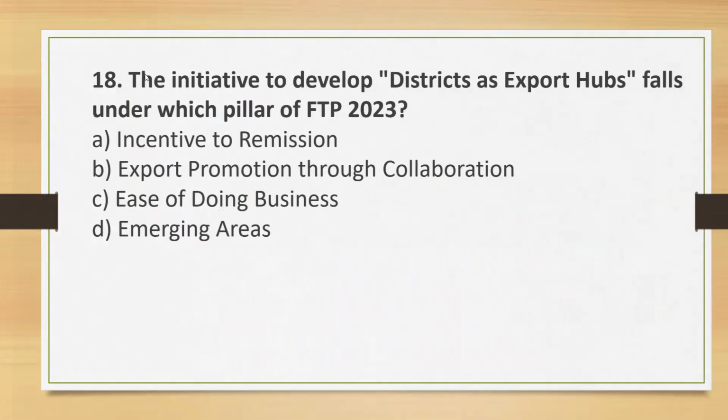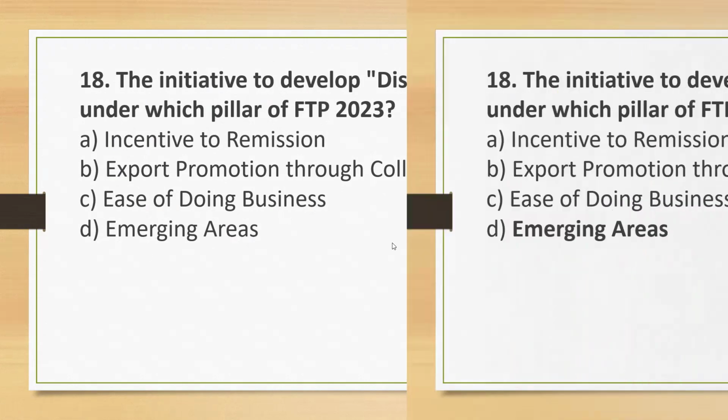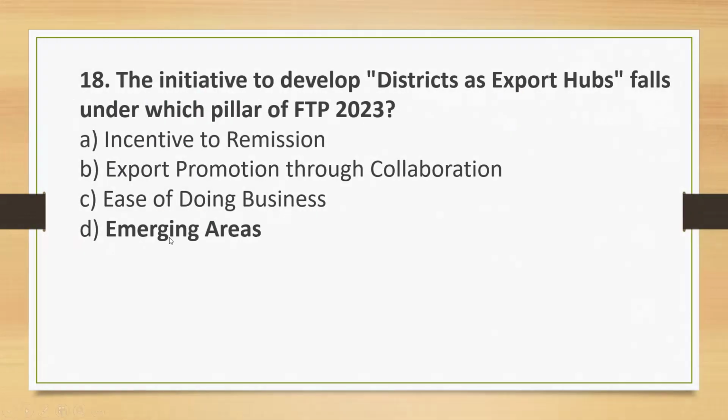Let's see the next question. The initiative to develop districts as export hubs falls under which pillar of FTP 2023? Incentive to remission, export promotion through collaboration, ease of doing business, emerging areas. Let's see the right answer. That is emerging areas. So emerging areas is the pillar under which they are developing the districts as an export hub.